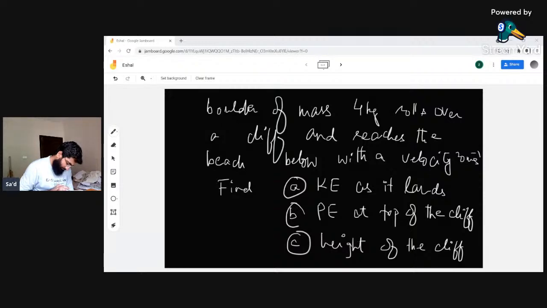Is the height 20 meters? Yes, the height would be 20 meters because we have mgh equal to 800. Mass is how much? 4. g is 10. h is unknown. 800. So you solve it and you get h is equal to 20.